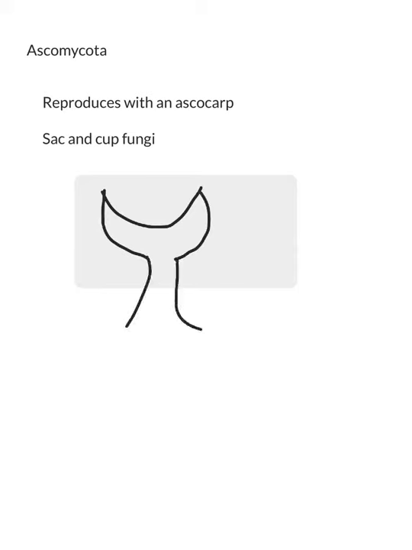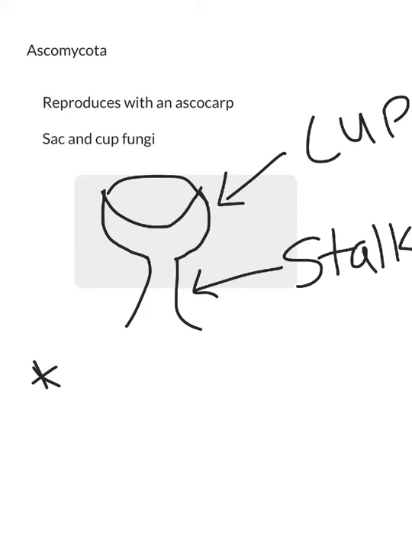The second type of fungi I will discuss are the Ascomycota. These reproduce using an ascocarp. These fungi are also known as sac and club fungi. Ascomycota get their name from their cup-like ascocarp. The ascocarp will have the cup on top held up by a stalk. The spores of this particular type of fungi are produced inside the cup.